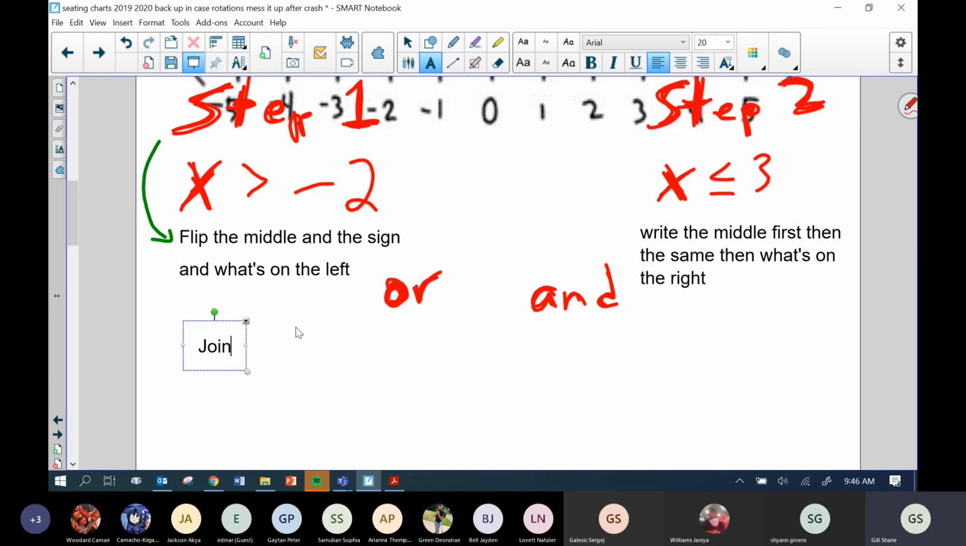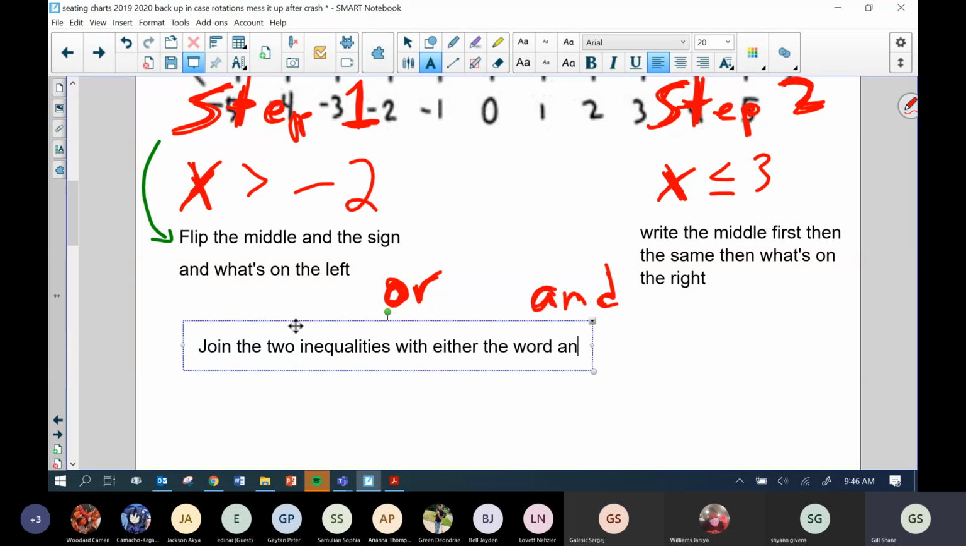So join the two inequalities with either the word and. I'm going to write these in caps because I'm going to have to use the same words twice. So we're either going to pick the word and or the word or. So I got to pick one of those two to join them. Normally they'll just give it to you, and you'll see that when we do the worksheet in a minute. Normally they'll just give you the word.